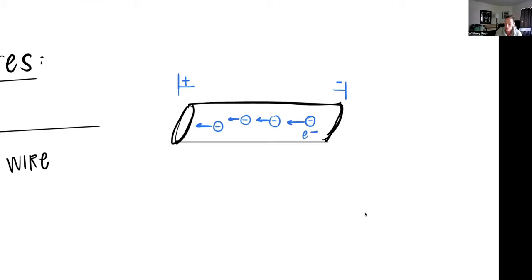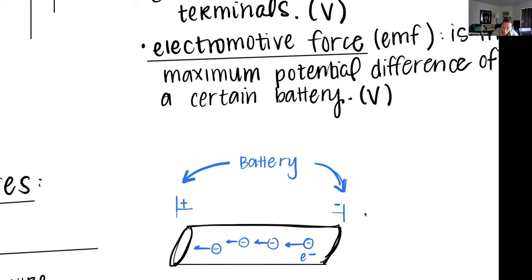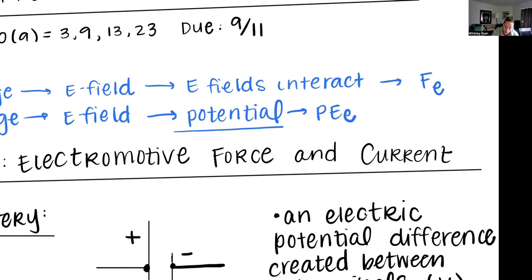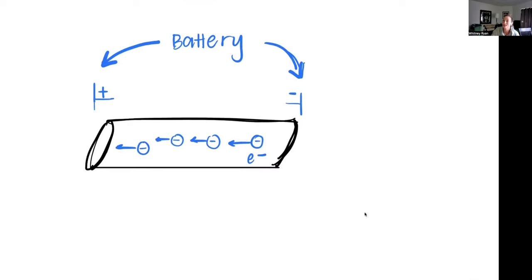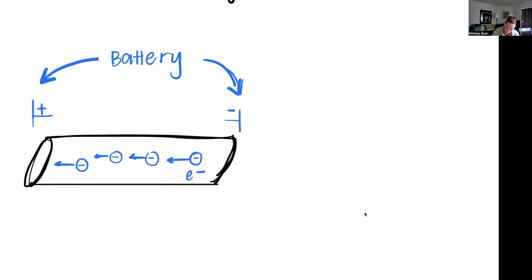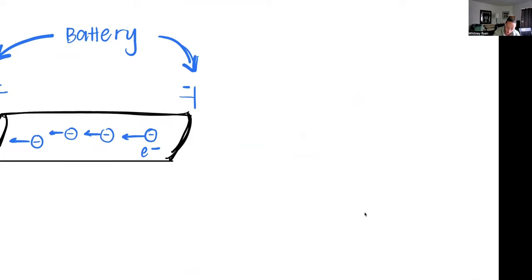All right, so here are my little electrons. I have to create a potential difference, which is the battery over here. I have to put a positive on one side and a negative on the other, to create a potential difference across the circuit in order for these electrons, or charges, to move. Going back to what you already learned, I have to have a potential difference in order to have potential energy to move. So that's what a battery does. It creates that potential difference. Then when connected to a wire that has charges already in it, we can move those charges.